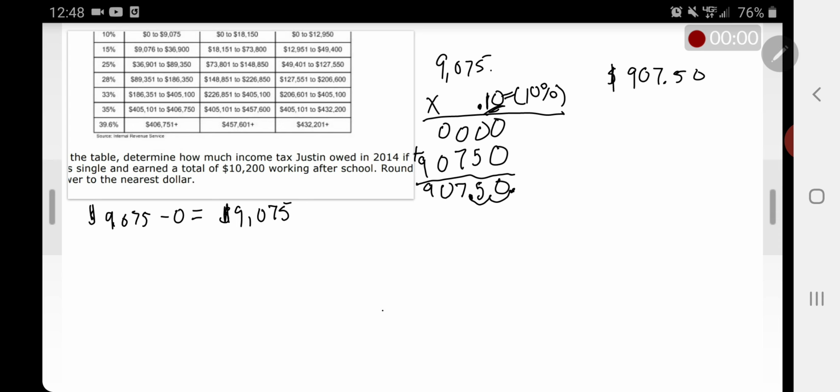All right, for the rest of his money, he just got up to $10,200. So we look at the 15% rate. Well, we don't want to go all the way to $36,900. We just want to charge what he's got left from $10,200 minus the $9,076. So $10,200 minus $9,076. So real quick, I'm going to line those numbers up.